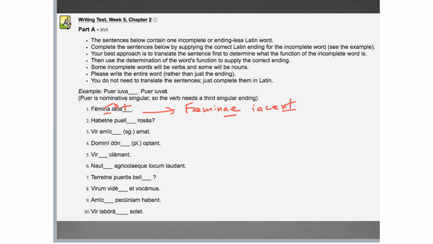In number 2, note that you have an accusative in rosas. You've got a -t ending in habet, so that means that your subject is singular. You have a blank there, and so that's going to be an -a. Puella habetne rosas? Does the girl have roses? I'll let you do the other ones. You're basically going to be dealing with subjects and objects and verbs.